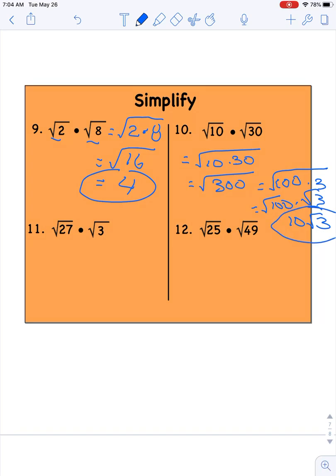All right, why don't you try number 11? You can multiply those two numbers on your calculator. That will give you 81. Well, then that should be easy because the square root of 81 is 9.